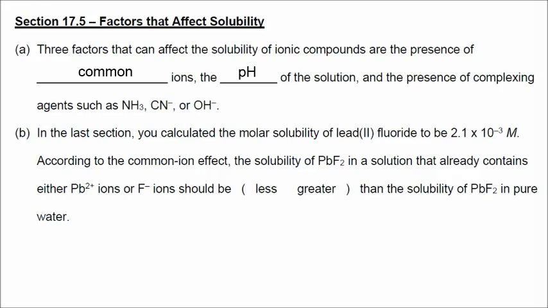Now remember, in this last section, we had calculated the molar solubility of lead fluoride. It was 2.1 times 10 to the negative 3 moles per liter, but that was when it was dissolved in pure water. What is going to happen to the solubility of lead fluoride if we try to dissolve it in a solution that already contains a common ion? Well, if it already contains either lead or fluoride ions, the solubility of PbF2 will be less than it would be in pure water.